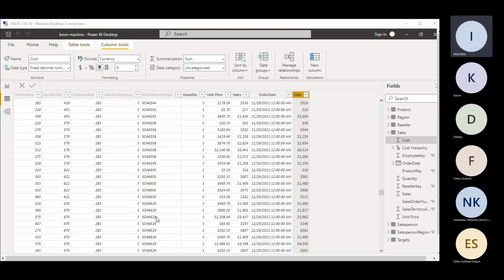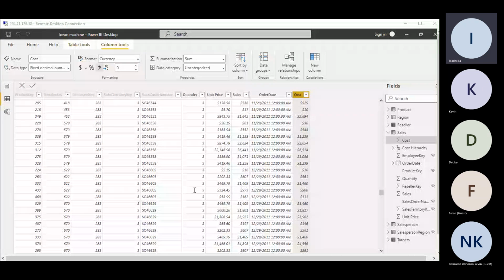Right. So to create a quick measure, what do you do? You go to the field pane, click sales, and click on new quick measure. So now, here, this is our sales. Remember. So from your sales, click on your sales. Once you click on your sales, right click. Then you have new measure, you have new column, you have new quick measure. Can you see now?